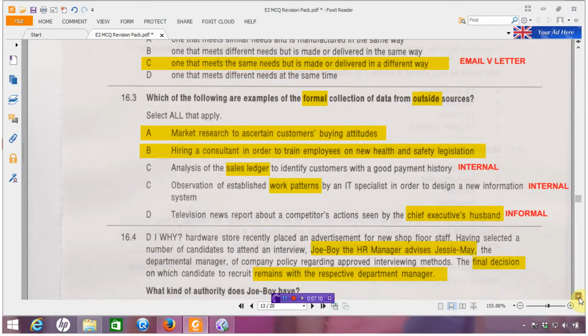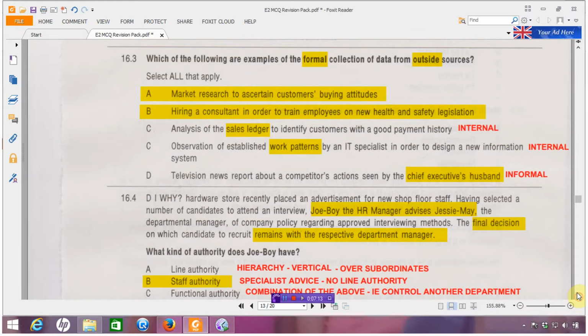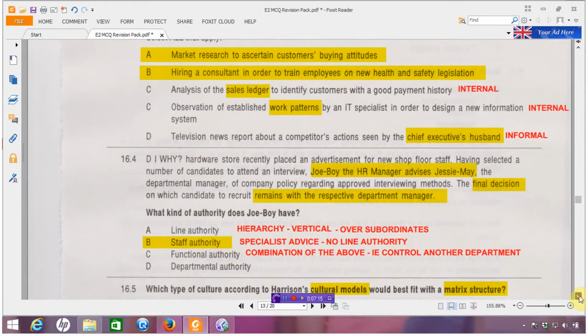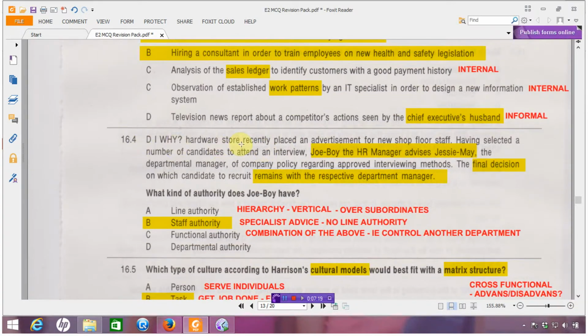Okay. This next one here is about authority, and indeed types of authority. So what do we have at 16.4? We've got an HR manager providing advice to another departmental manager. But what they say is that the final decision, for Jesse May, rests with him, or indeed her. So in other words, the final decision rests within the department that's receiving the advice. So in essence there's no line authority. In other words, the HR manager doesn't have authority over the receiving department.